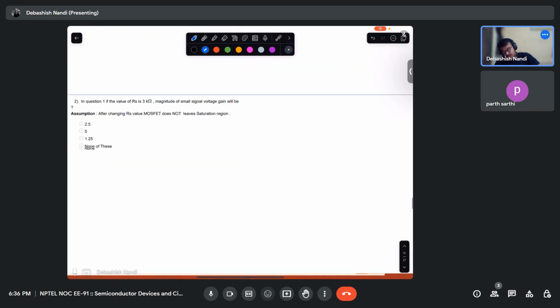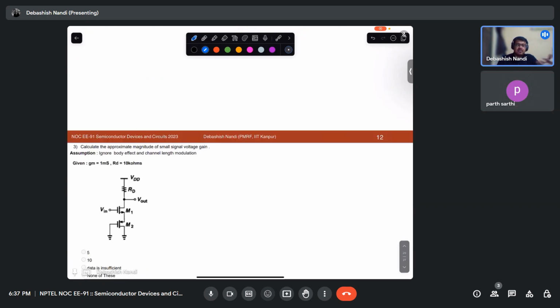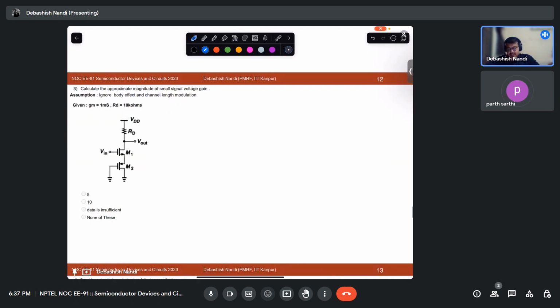Similarly, if you go to the next part of the question, if the value of RS is 3 kilo ohm, the magnitude of the small signal voltage gain will remain the same, because in my gain formula, what is my gain? Minus GM times RDS. It does not at all depend upon RS. So it will remain minus 10 only, irrespective of whatever RS value you take. Let me solve multiple problems, then you will feel more comfortable on this. Now this is another question.